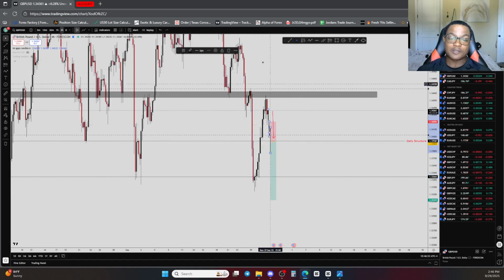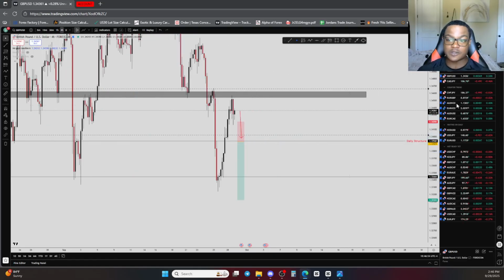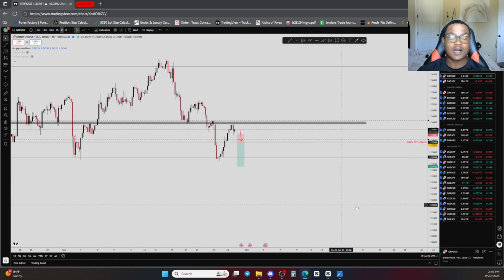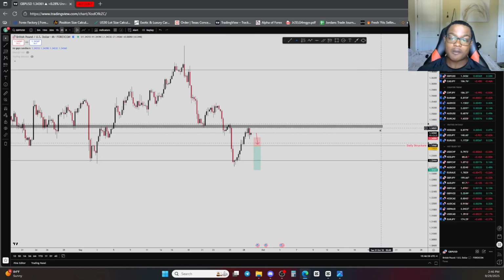Keep in mind how I find my take profit zone. I use the same time frame where I found my area of interest. I found my area of interest on the 4-hour, meaning I'm going to use my 4-hour structure lows to find a take profit level. So GBP USD is how I find the Florida market.